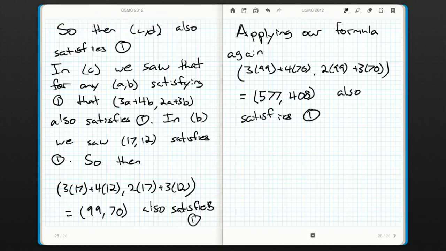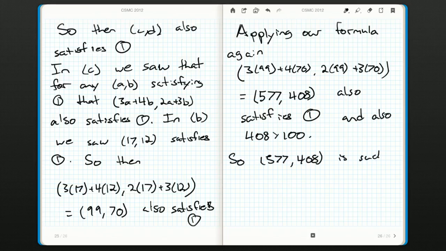Again, we can double check our arithmetic by saying 577 squared minus 2 times 408 squared. Well, that's equal to 1, so we do indeed satisfy 1. But now our y value is greater than 100, which is what we want. So 577, 408 is such a desired x and y pair.